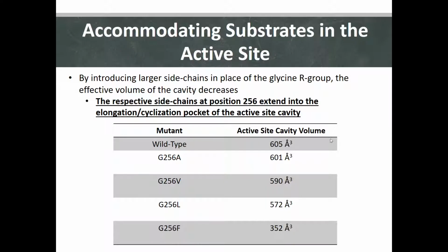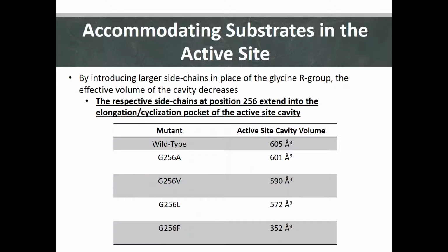For the wild type enzyme, we see that the active site cavity is 605 cubic angstroms. Now, before I proceed, let me reiterate that this portion of the active site cavity accommodates a lengthening product that is being formed. This is a polymerization reaction where the product is growing in size relative to the reactant. So by decreasing the volume of this cavity, we are restricting the size of products that we can make. This is going to be really important, and I'll actually show you the mechanism in the next slide.